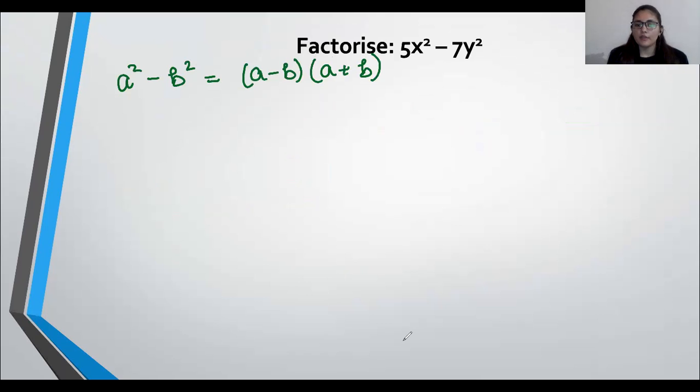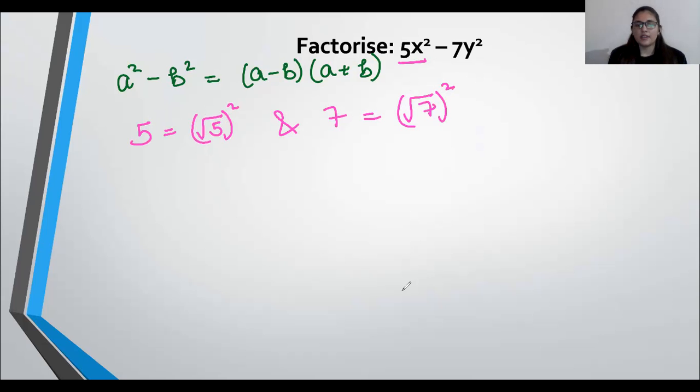Now, if you look here, what they have given us is 5x squared, right? So 5 is not a square number, okay? So how can we write 5? We can write 5 as root 5 whole square, right? And we can write 7 as under root 7 whole square. Good, very good.